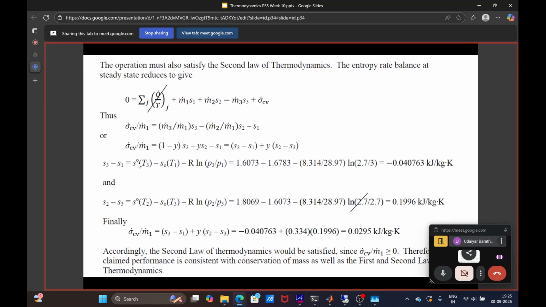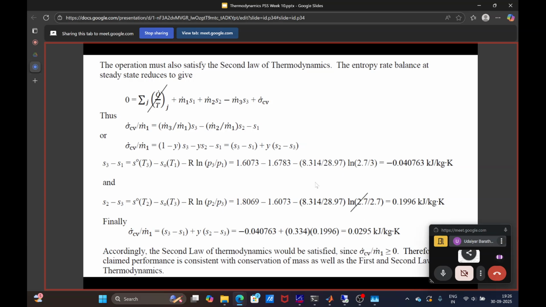Substituting the entropy values, we get S3 minus S1 equals minus s naught T1 minus R ln P3 by P1. So we get S3 minus S1 as minus 0.040763, and similarly S2 minus S3 is 0.1996 kilojoule per kg Kelvin. Substituting the totals, we finally get the entropy generated to be 0.0295 kilojoule per kg Kelvin. So this says that the sigma value is greater than 0.